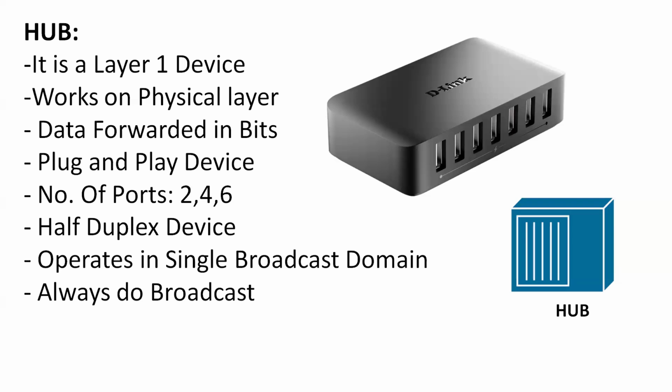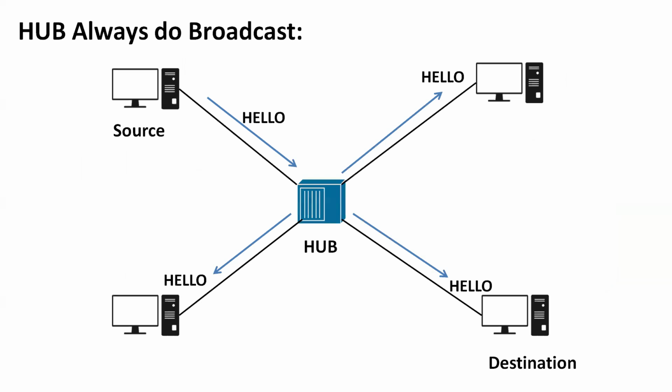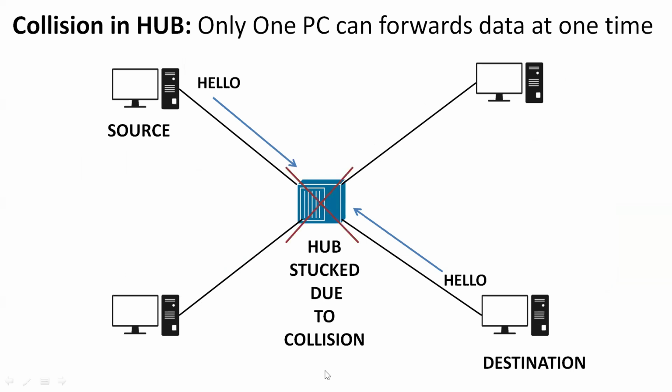This is how the hub works. It always does the broadcast, right? And here there is no collision. Only one PC can forward data at one time.